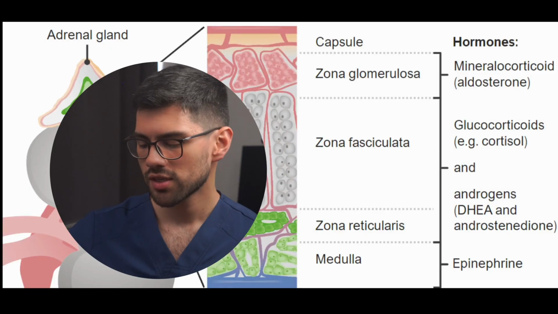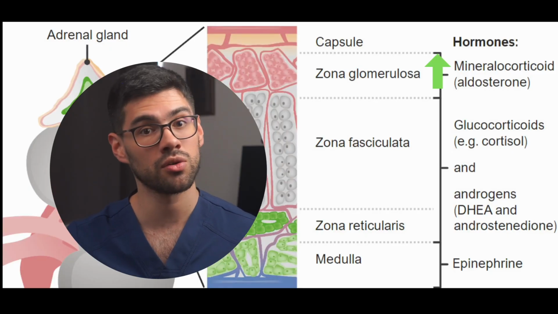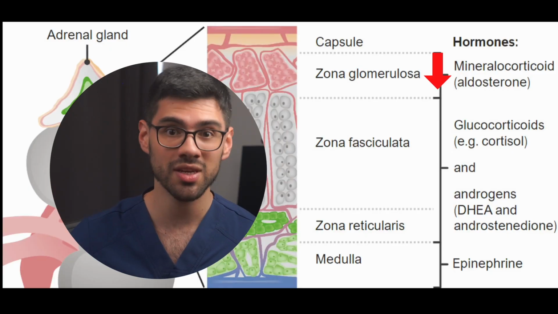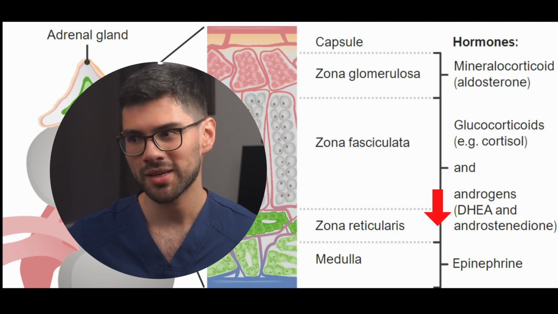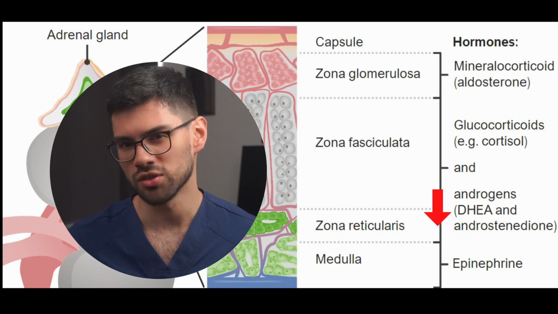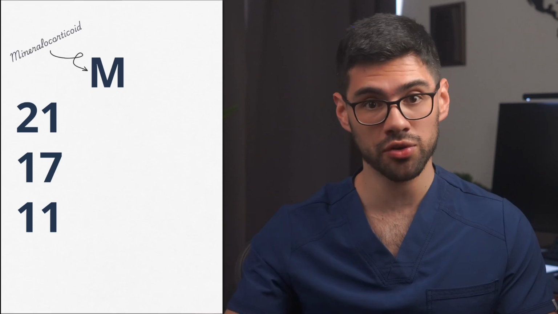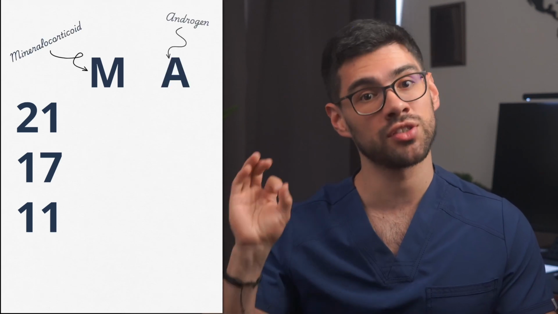But where do they differ? Well, basically in the other two layers of the adrenal glands. You see, some disorders increase mineralocorticoid production while others decrease it, and some increase androgen production while others decrease it. But how do you remember which does what? Well, here's the trick. Take a blank piece of paper and write each deficient enzyme on the left side and write M for mineralocorticoid and A for androgens on top.